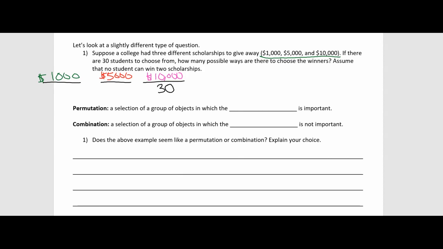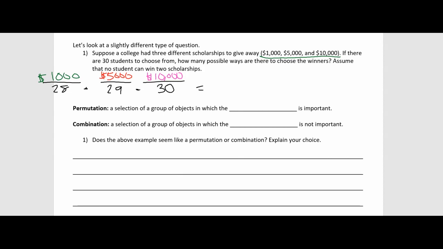Now, once they pick a student, that student is no longer eligible for the second or third scholarship. So there's actually only going to be 29 students eligible, or 29 possible outcomes for the $5,000 scholarship, and then 28 possible outcomes for the $1,000 scholarship. So our outcomes are a little different here. We do have to take away somebody because they can't win more than one time. So we have 30 times 29 times 28.